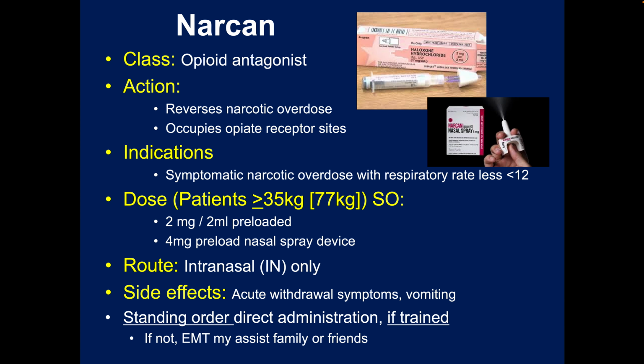Now, naloxone hydrochloride, or Narcan, is an opioid antagonist. Essentially what it does is it blocks the receptor sites or occupies them, so the opioid is not able to attach, and it reverses them. Indications: symptomatic narcotic overdose with a respiratory rate less than 12 breaths per minute. It doesn't say anything about altered mental status, doesn't say anything about pupil constriction.